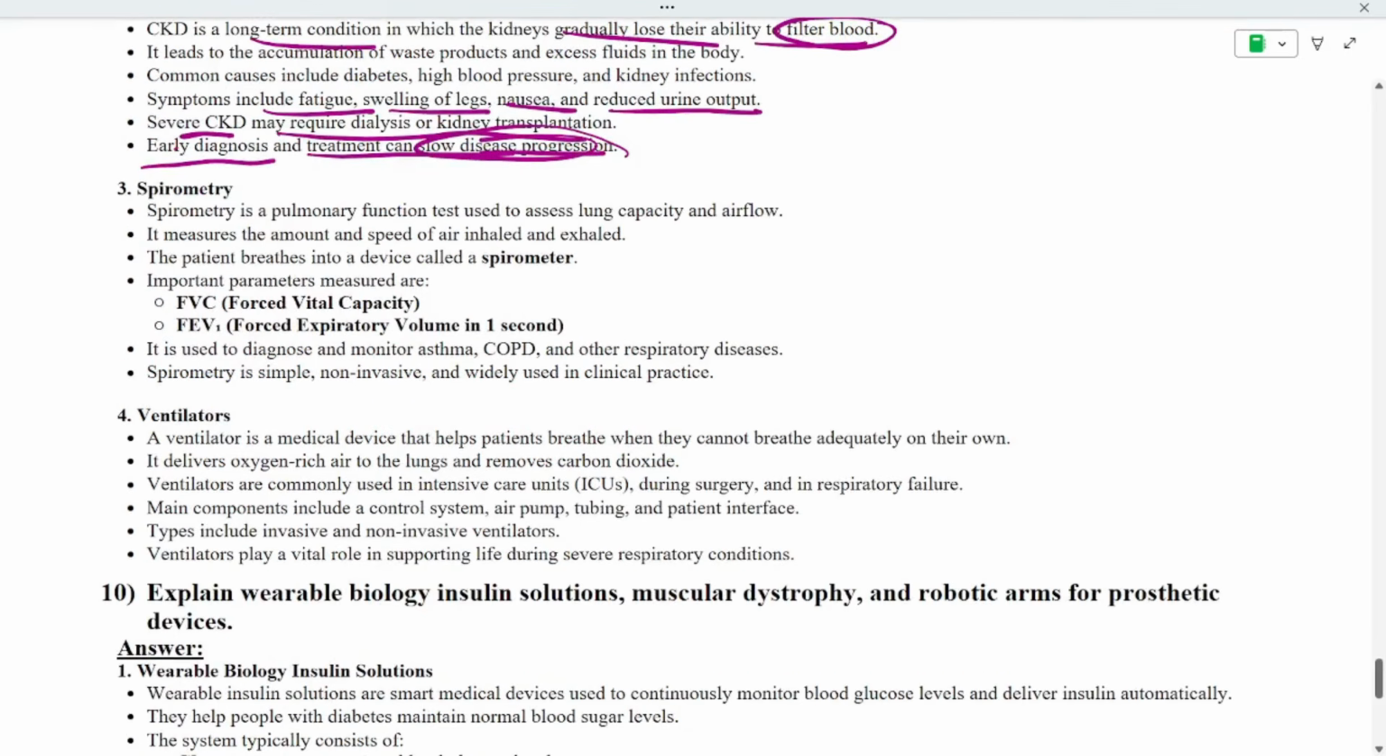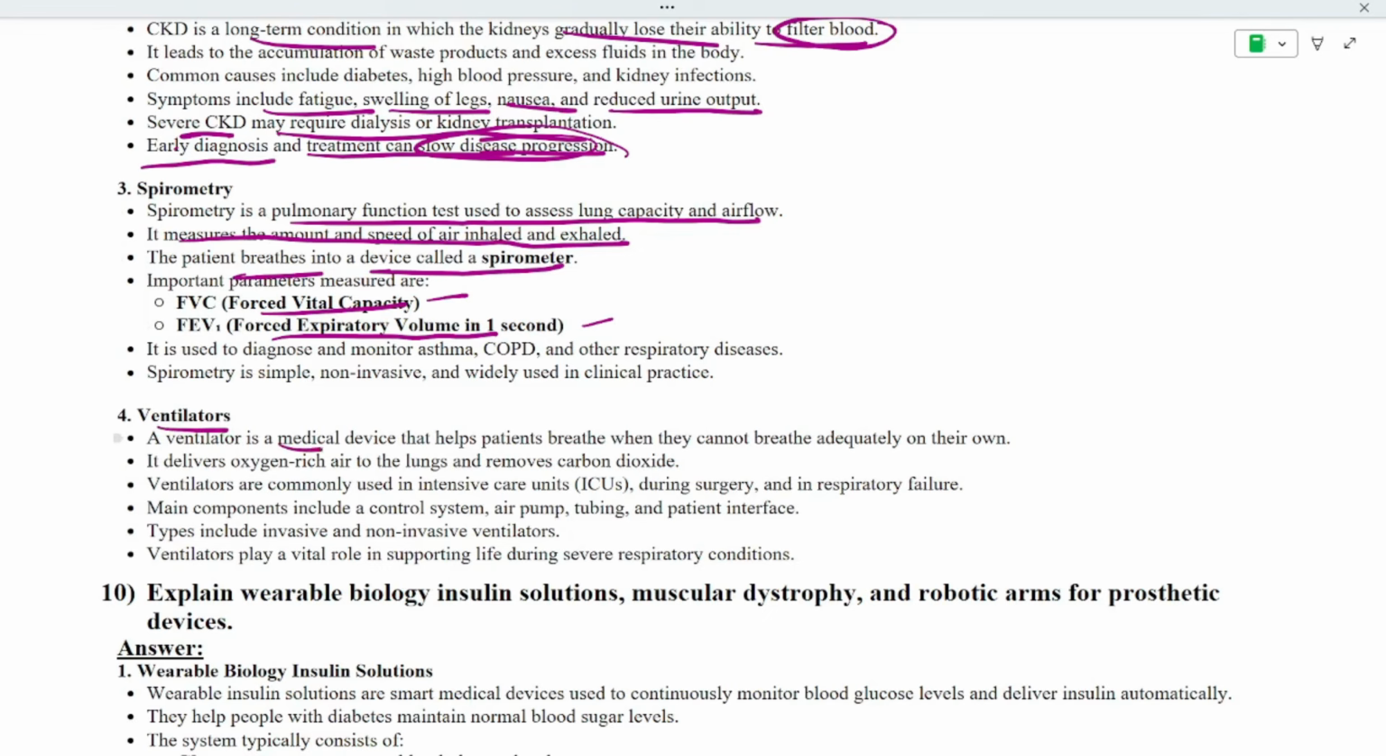Next is spirometry, which is a pulmonary function test used to assess lung capacity and airflow. It measures the amount and speed of air inhaled and exhaled by a person. The device used is called a spirometer, and it is measured in two forms, that is FVC, forced vital capacity, and FEV1, forced expiratory volume in 1 second.